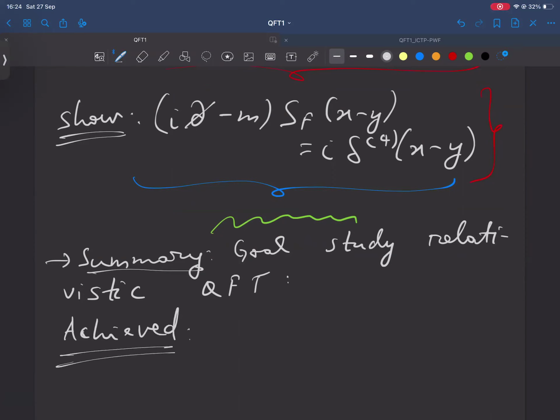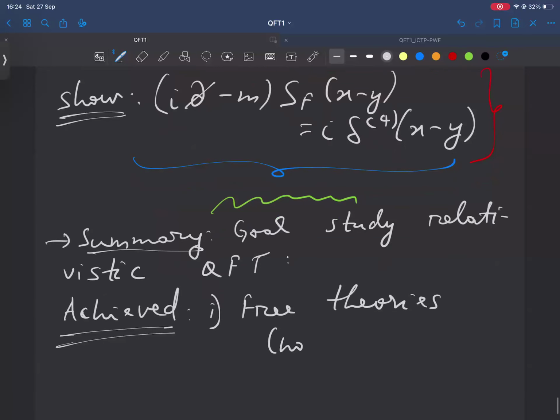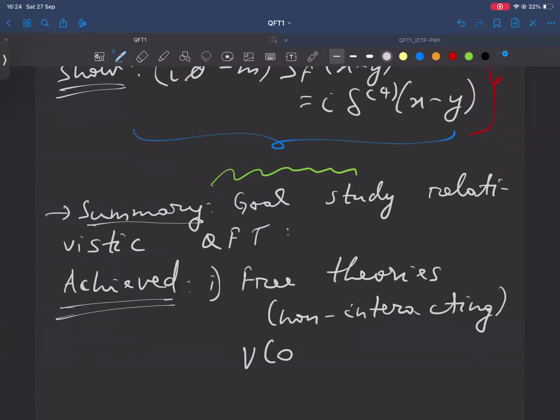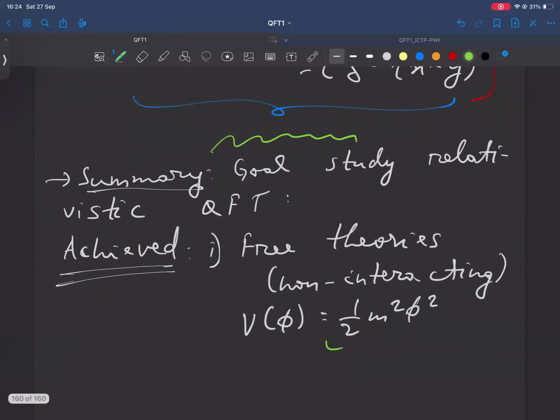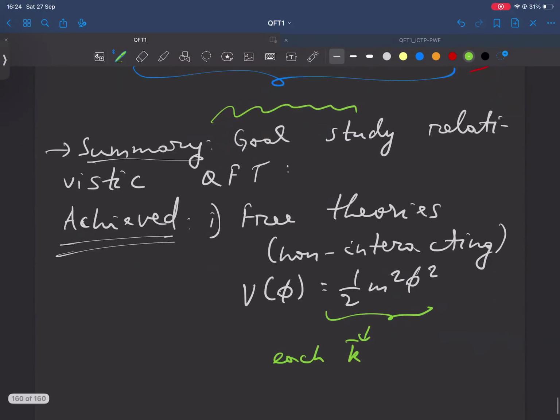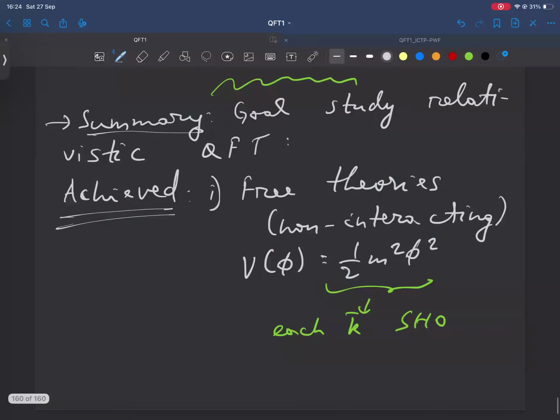In all our discussions, we have only studied what are called free theories. Free theories means non-interacting. For instance, in the scalar case, the potential that we took was just this half m squared phi squared potential. And we showed that in momentum space, this means that each oscillator mode k satisfies its own simple harmonic oscillator, and they are decoupled. So these are free theories. They don't interact with each other.